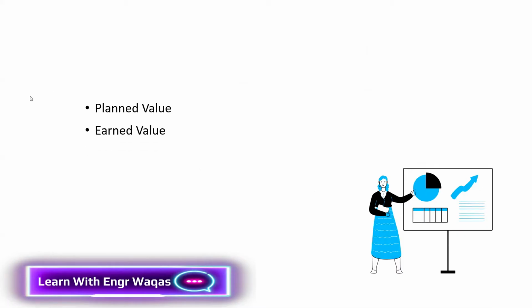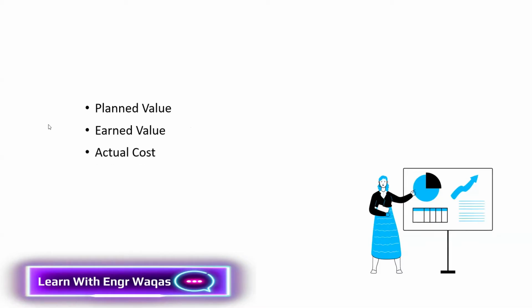Earned value. It's like past tense. Work done. Earned. What has been done? Earned. You got my point? Work done as per work schedule. Work done. I will explain this one as well in more detail.